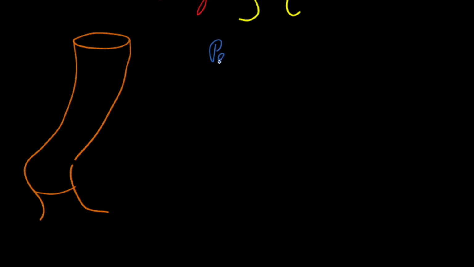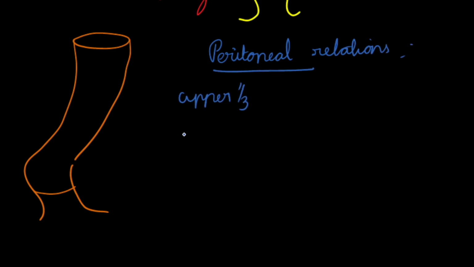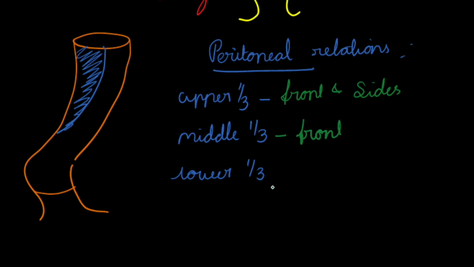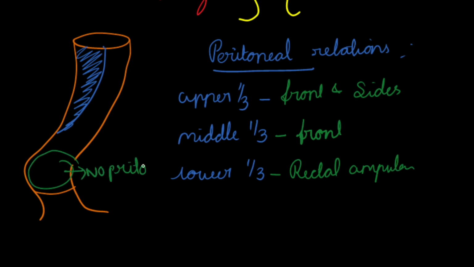So now let us discuss the peritoneal relations of the rectum. Here we are dividing the rectum into three parts: upper one third, middle one third and lower one third. In the upper one third, we have peritoneum in the front and sides like this. In the middle one third, we have peritoneum mainly in the front. And in the lower one third, other than the rectal ampulla, this is the part. Here there is no peritoneum in the lower one third.